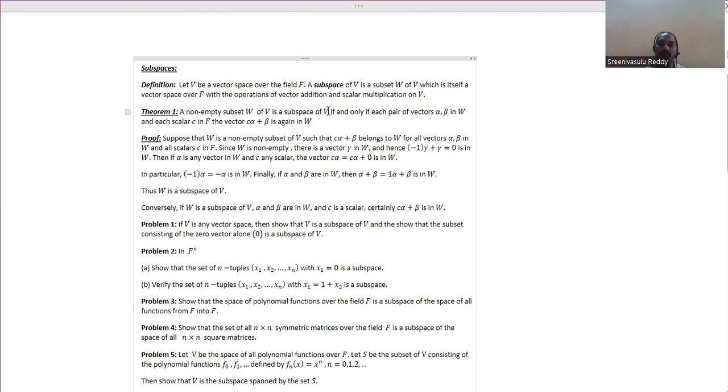is a subspace of the vector space V if and only if for each pair of vectors alpha, beta in W and each scalar C in the field, the vector C alpha plus beta is again in W. You take two vectors alpha, beta in W and any scalar C in F, then the linear combination C times one vector, either alpha or beta, plus the other vector is again in W. Then it is a vector space. This is the theorem statement.